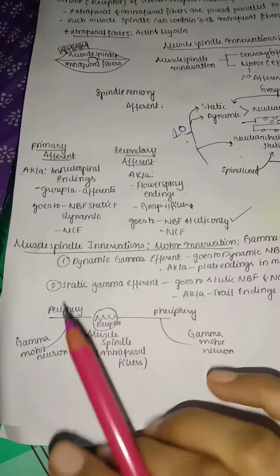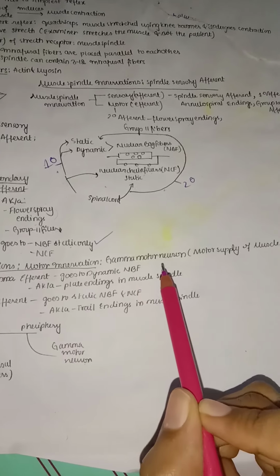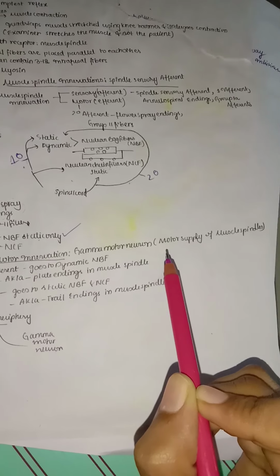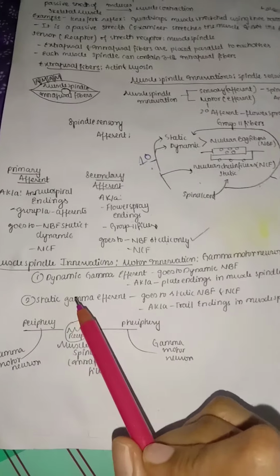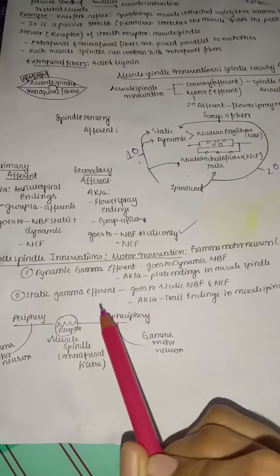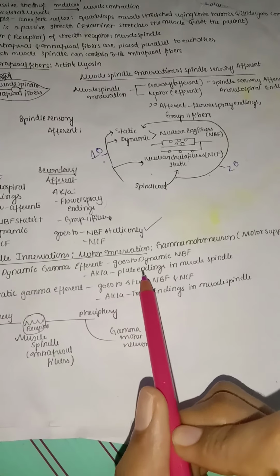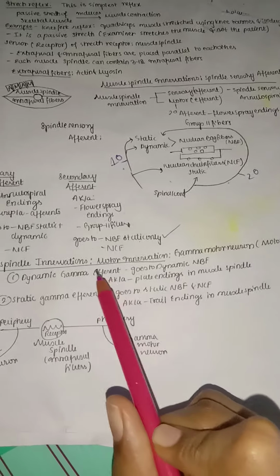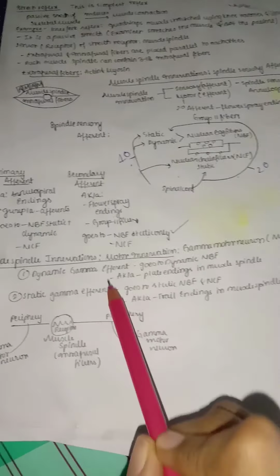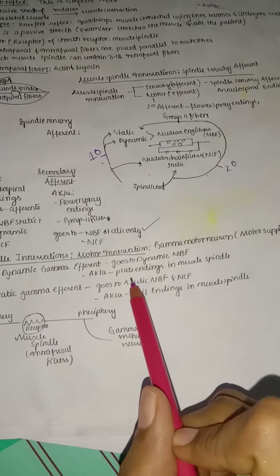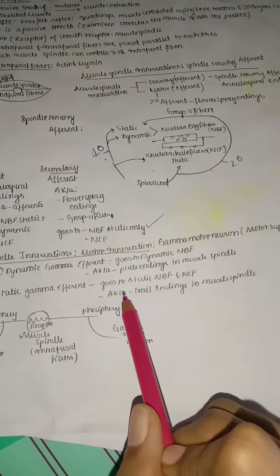And next let us see the muscle spindle innervation. It is also called motor innervation. Motor innervation is mainly done by gamma motor neurons, which give the motor supply to the muscle spindles. It is divided into dynamic gamma efferent and static gamma efferent. Dynamic gamma efferent goes to dynamic nuclear bag fibers, and it is also called plate endings in muscle spindle. Very important: dynamic gamma efferent goes to dynamic nuclear bag fibers. In the nuclear bag fibers, the dynamic one gets the dynamic gamma efferent, also called plate endings in muscle spindle. Very important word.